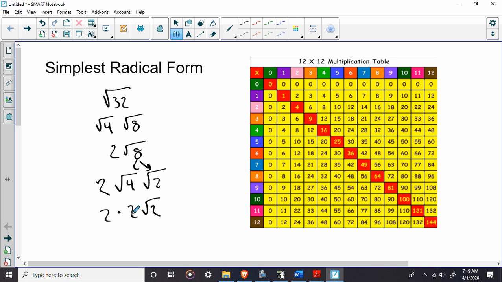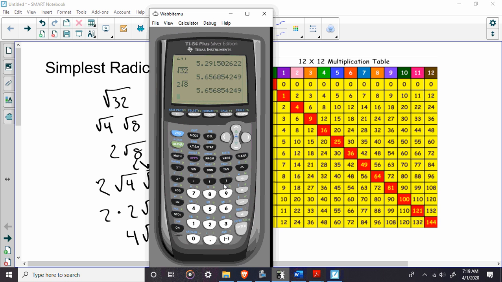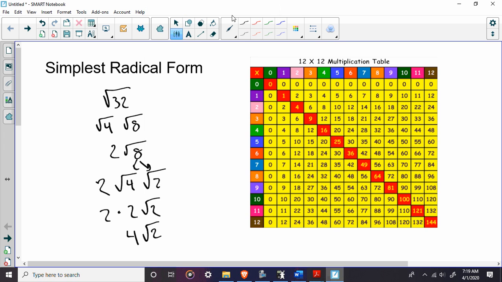Right, so I have 2 times radical 2, or 4 radical 2. So you've got to watch out for those, and just to show you that's the same number, it is, and it's just a better way of writing it. It's a more concise, accurate way of writing it. Or it's simpler, right? So we want to watch out for these, okay?